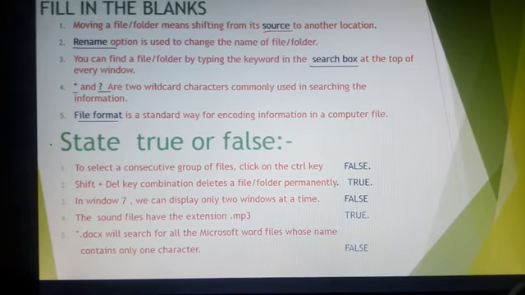Now we will see the true or false. To select a consecutive group of files, click on the Control key, that is the false statement. Shift plus Delete key, the combination to delete a file or folder permanently, is the true statement. In Windows 7 we can display only two windows at a time, false. Many windows you can see, two or more windows.